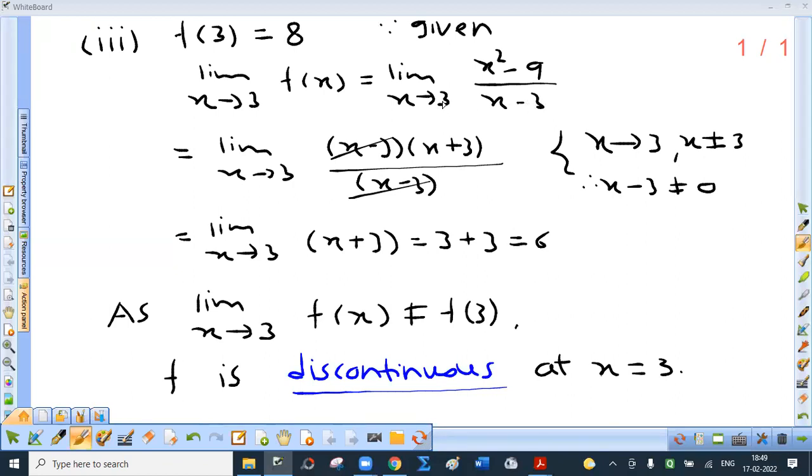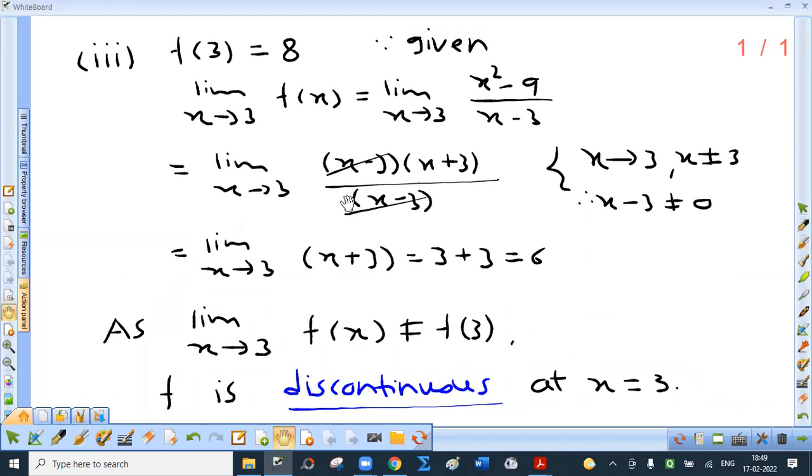Simple. Now here, what is f of 3? It is given to be 8. Let us find the value of the limit. What are the factors of x square minus 9? X minus 3, x plus 3. Cancel x minus 3 because x only tends to 3, not equal to 3. Take the limit. The value of the limit is 6. You have to say as limit x tends to 3, f of x not equal to f of 3. The function is discontinuous at x equal to 3.